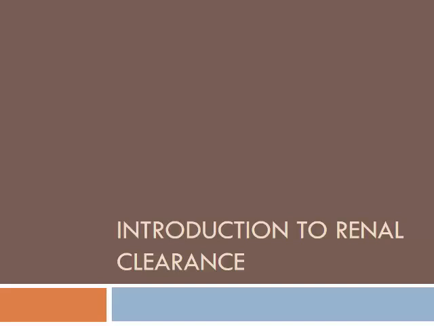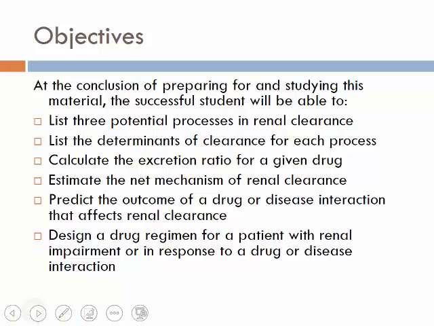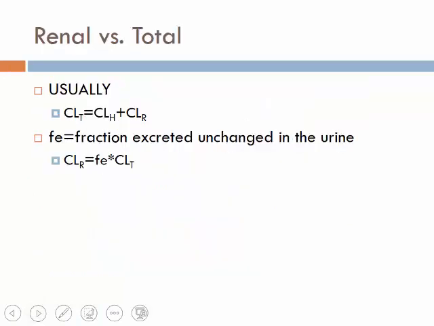Total body clearance is going to be equal to all the different organs of clearance. Last week we focused on hepatic clearance, and this week we're going to jump into renal clearance. So how does the kidney actually clear drug, and what determines the clearance of a drug that is cleared by the kidneys? All right, I'm not going to read through all these. You guys can do that on your own.